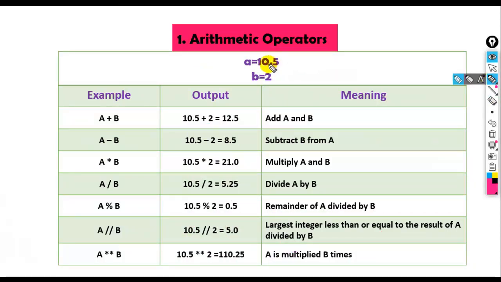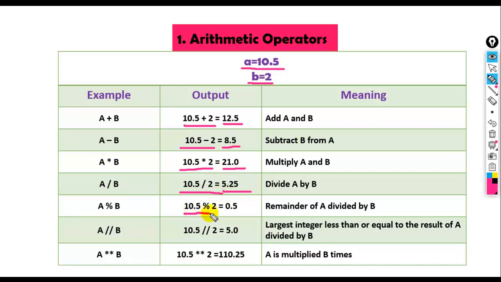As you can see here, in this example, a is equal to 10.5 and b is equal to 2. So here I am taking one float value and one integer value just for teaching learning purpose. Both values can be float type as well. So here you can see 10.5 plus 2, 12.5. 10.5 minus 2, output is 8.5. 10.5 into 2, output is 21.0. Here you can see 10.5 divided by 2, output is 5.25.